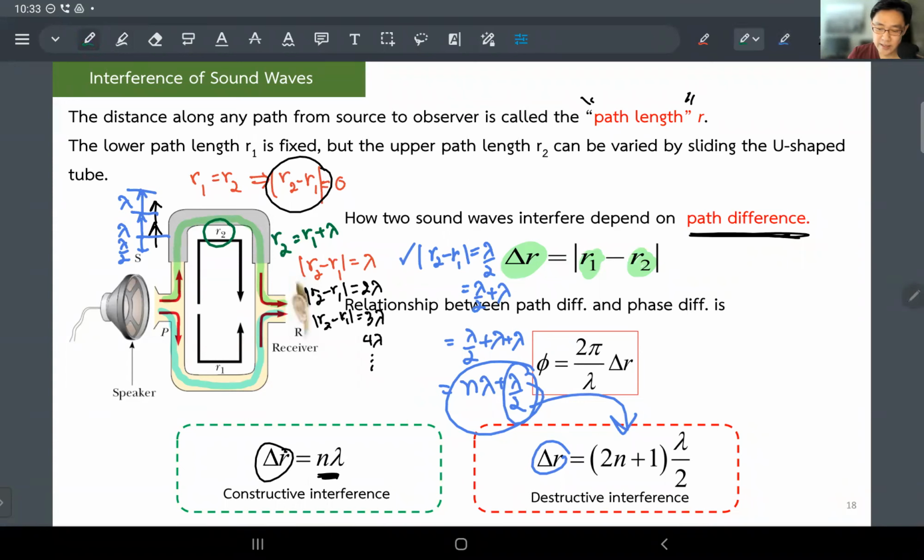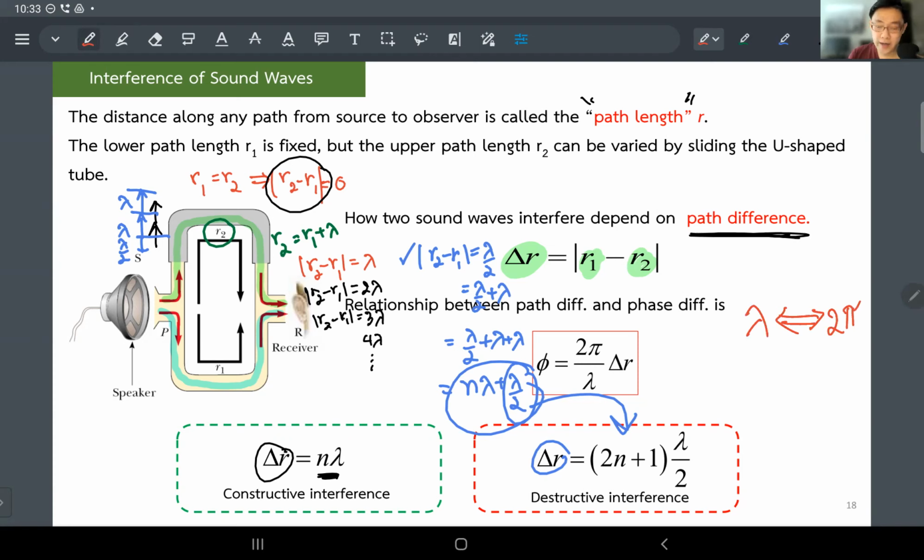Think about this. Every time you talk about one perfect wavelength difference in distance, it's equivalent to the wave having gone through one complete cycle, correct? And we already know that whenever you complete one full cycle, the angle or the phase of the wave has gone through 2 pi. Does that make sense? So that means every one full lambda is equivalent to 2 pi of phase difference, yeah?